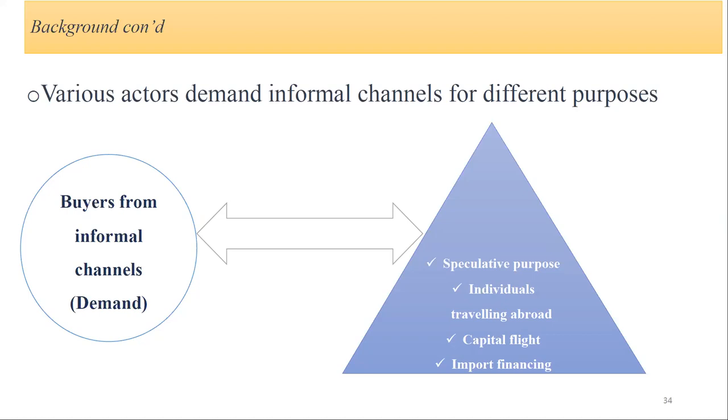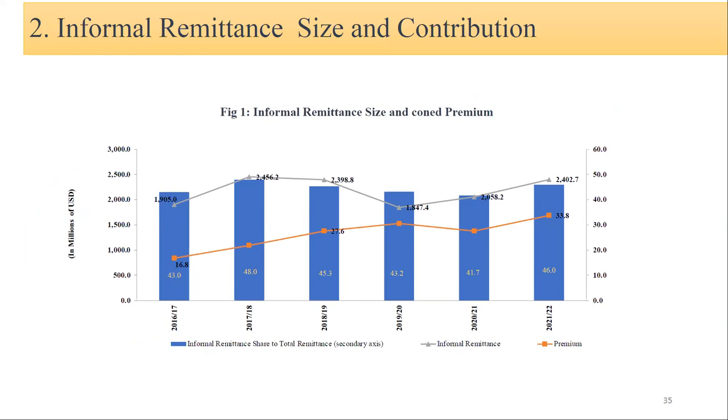Next slide, please. When we look at the performance, the informal remittance size is very huge. Looking at the recent performance, the parallel market volume is estimated by the National Bank of Ethiopia to be around 2.4 billion. So we estimated that the informal channels' forex inflow to Ethiopia is around 2.4 billion according to last fiscal year's statistics. And over time, it is increasing from period to period.